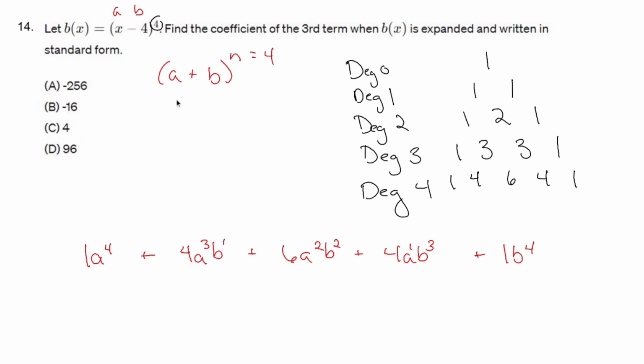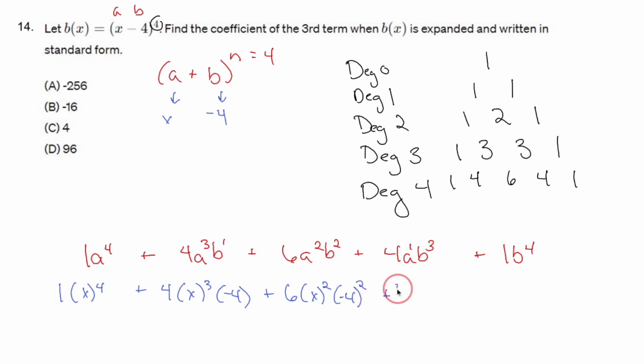We called a x, so a is x, and we called b -4, so now I have to plug those in. So I have 1 times x to the 4th plus 4 times x to the 3rd times -4 plus 6 times x squared, -4 squared, plus 4 times x to the 1st, -4 to the 3rd, plus 1 times -4 to the 4th.